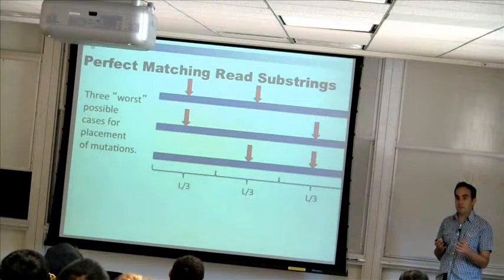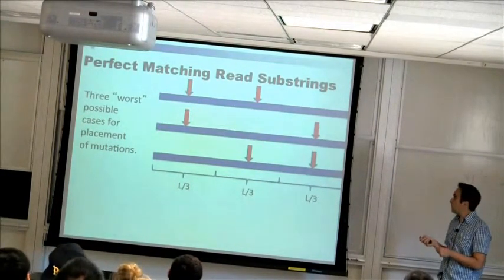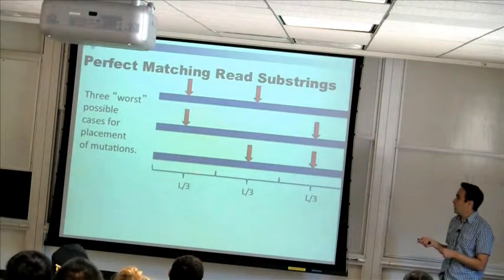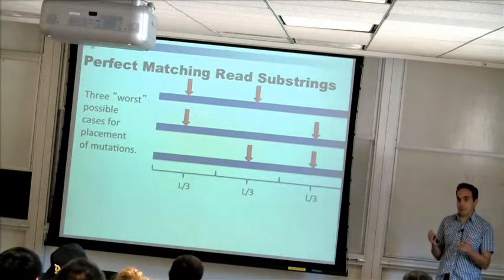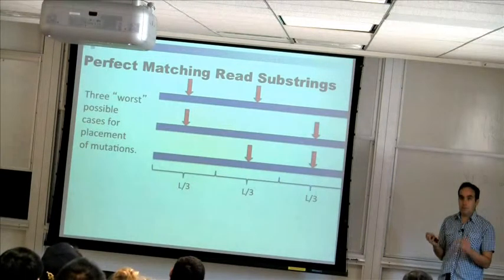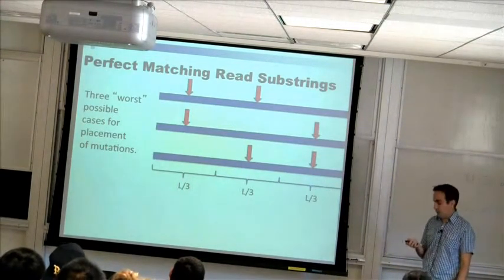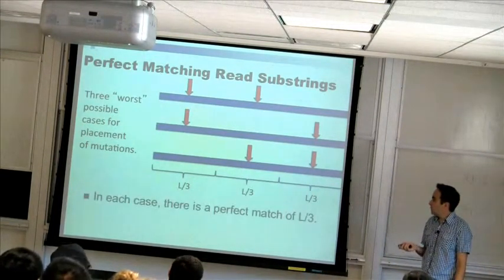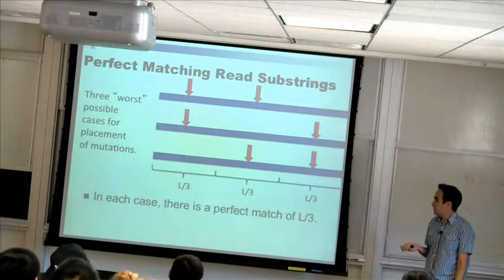One third is what? One third matches perfectly. So here, this third matches perfectly. Why are these worse? What's a better possible scenario? Yeah, both in the same third. Then you have 2 that match perfectly. So there's always going to be a perfect match of L/3.